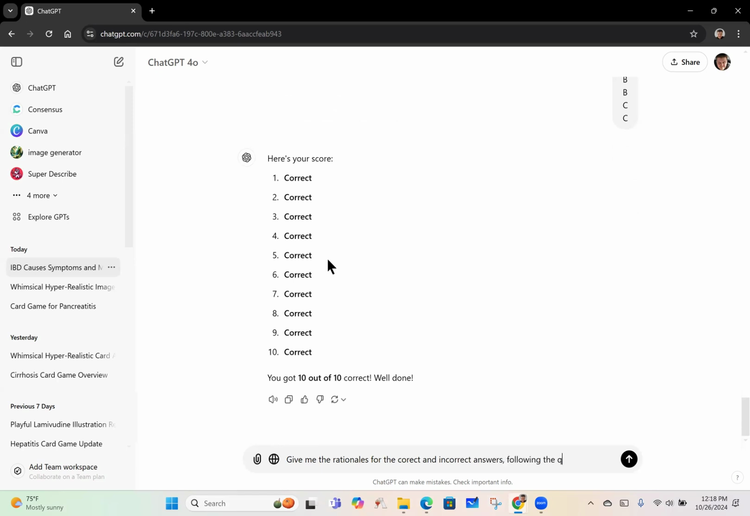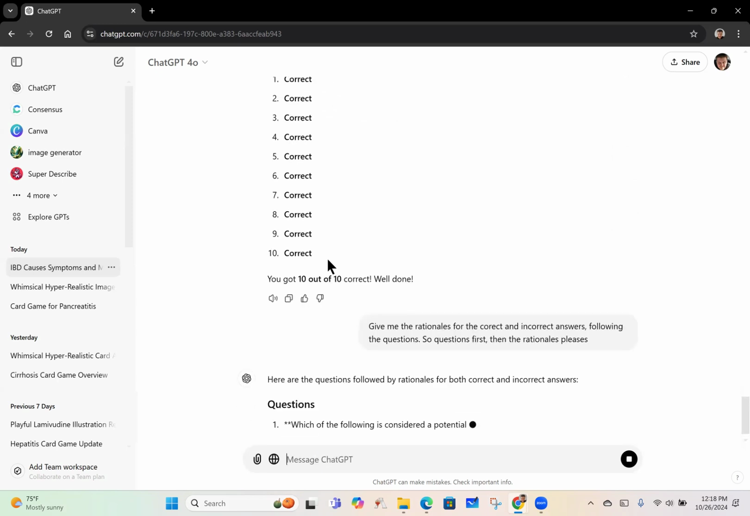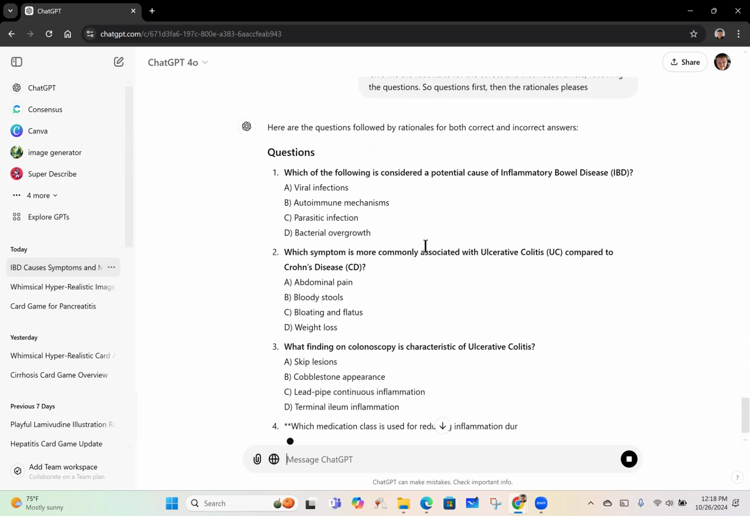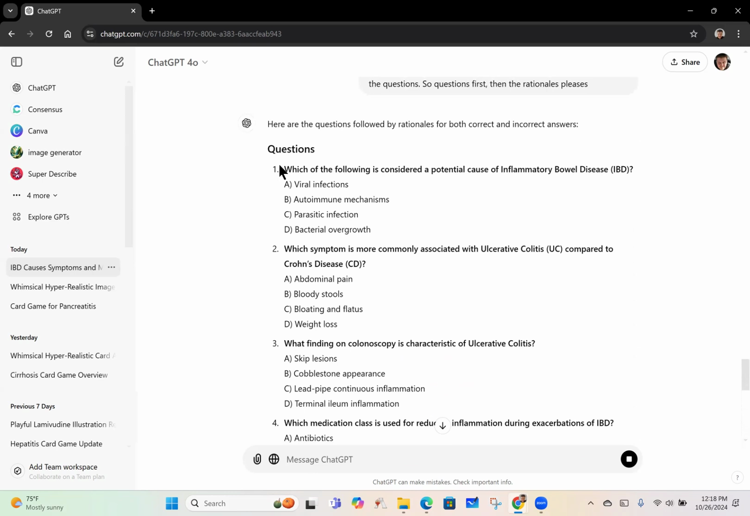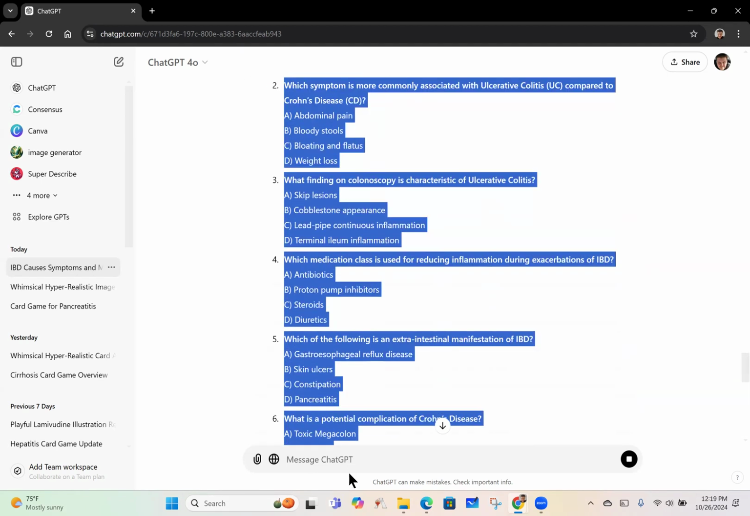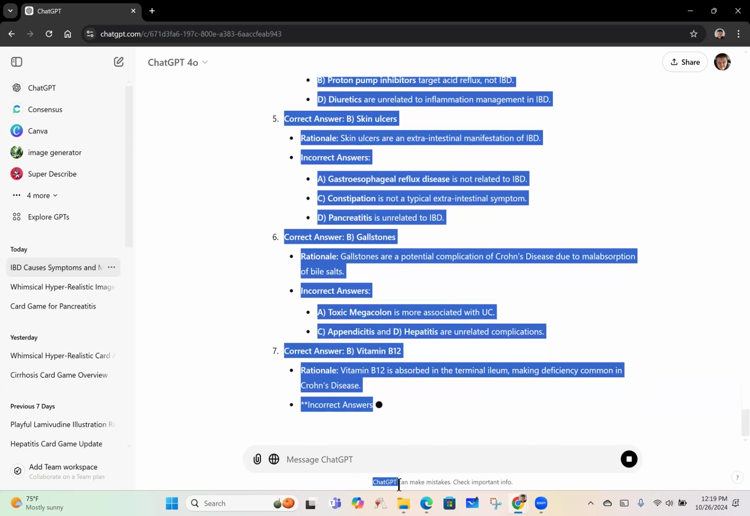Following the questions. So questions first, then the rationales, please. This came out after I made my tests. I use it for inspiration sometimes. Nowadays, I'm using it a lot more for inspiration. All right, so here's the questions right here. All right, here's the rationales, and it gives you the correct answers and the rationales there as well.